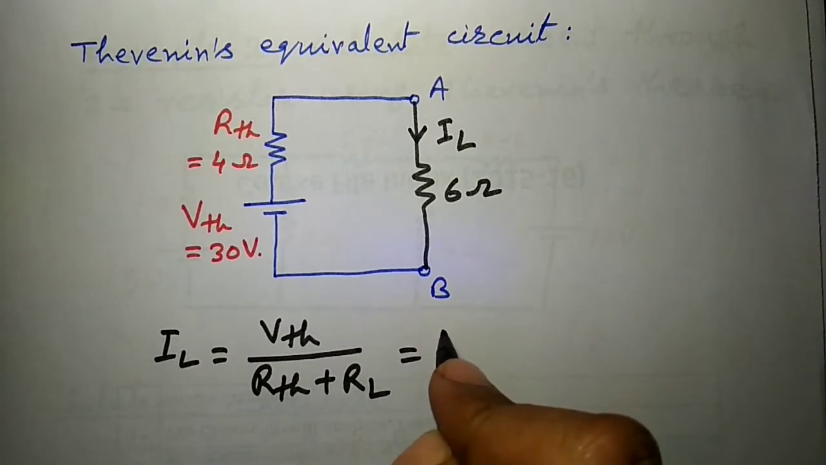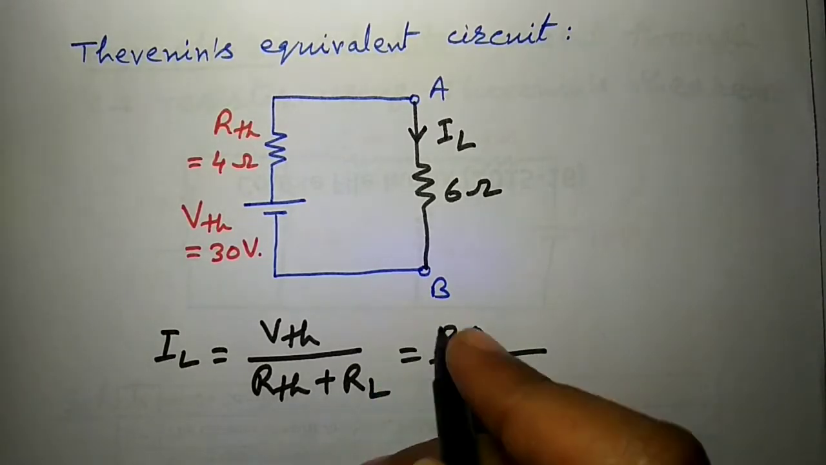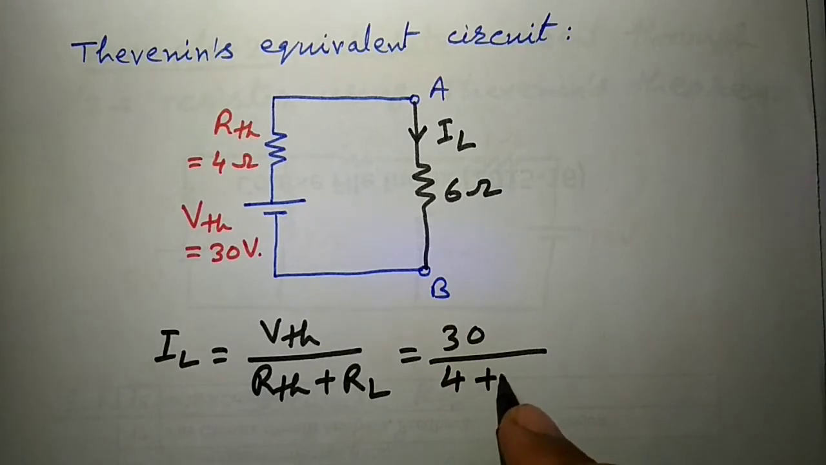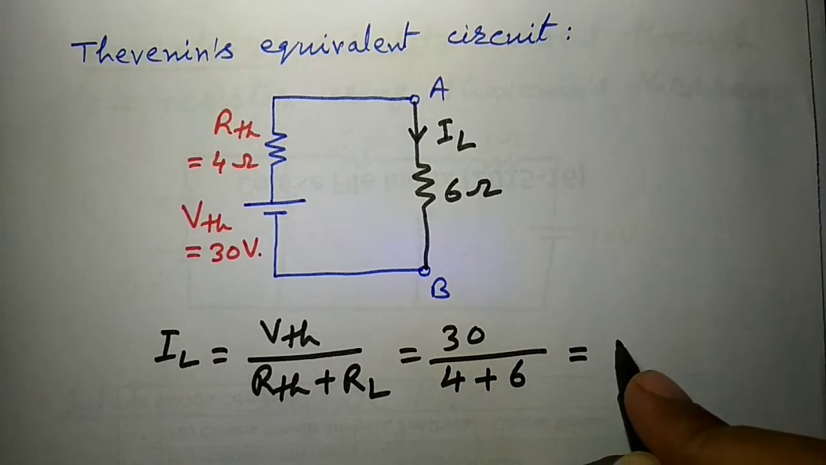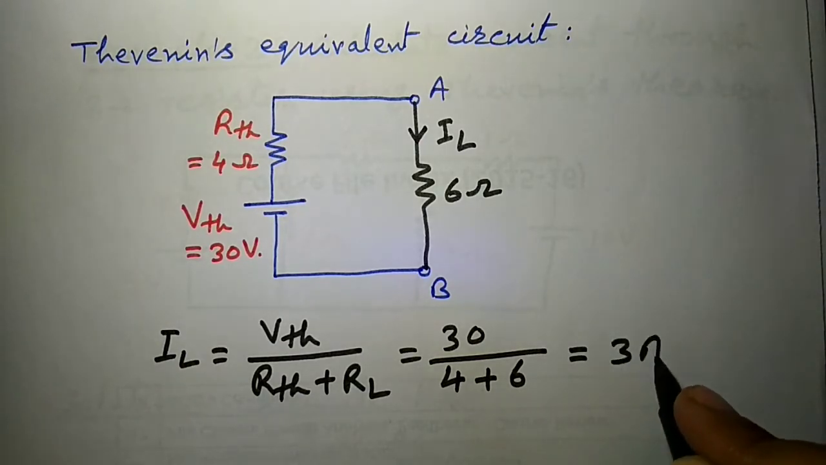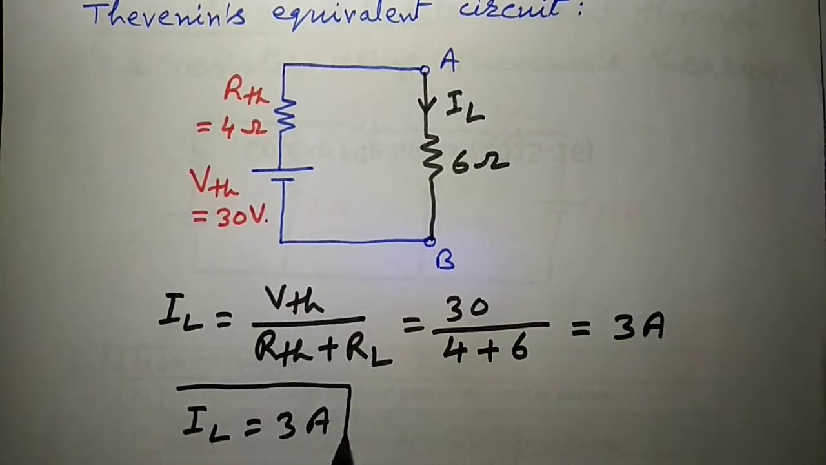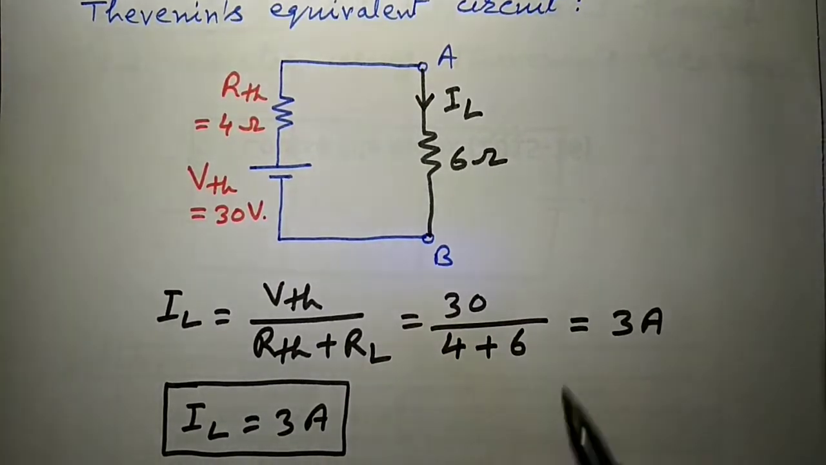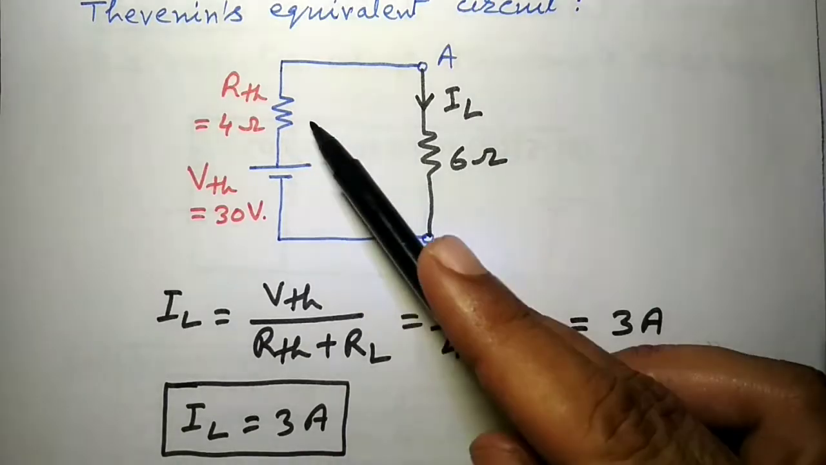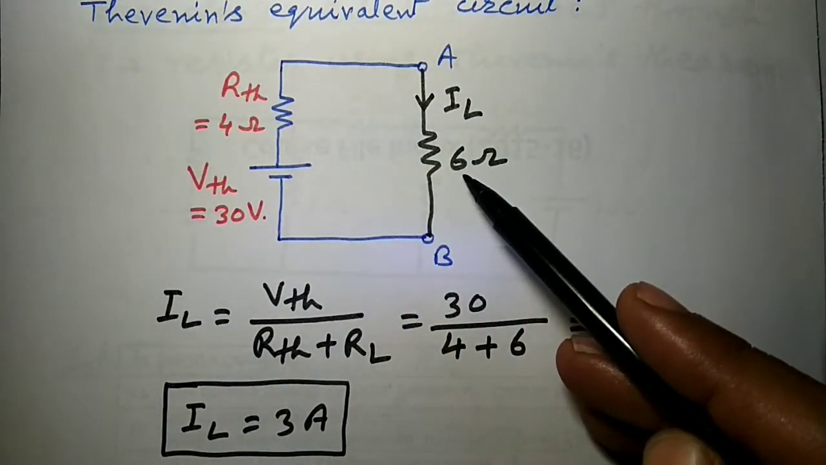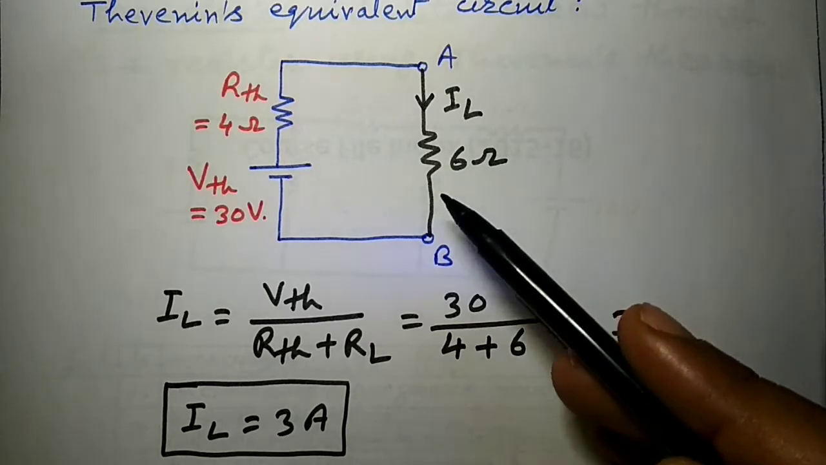Here the VTH is 30 volt, RTH is 4, and the load resistance is 6. So finally we will get the current through the load resistance is 3 ampere. So the final answer is IL equal to 3 ampere. So this is our Thevenin equivalent circuit, VTH and RTH. This is the load resistance and the current through the load resistance, that is IL.